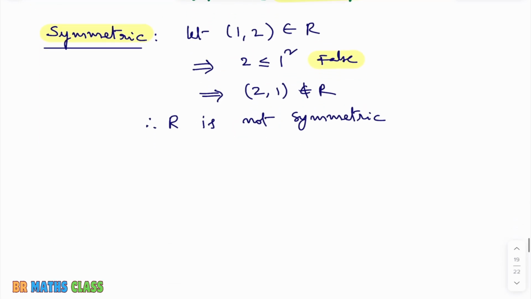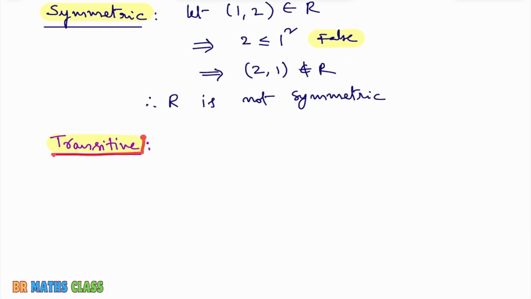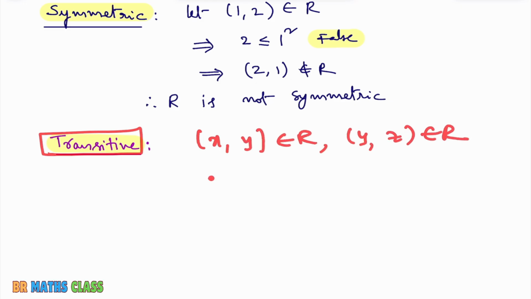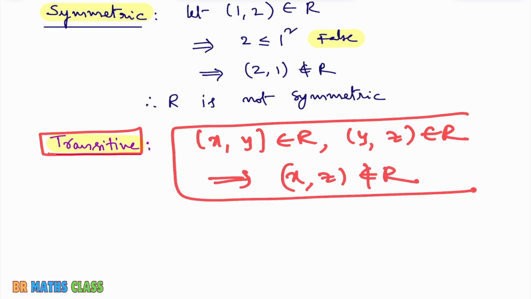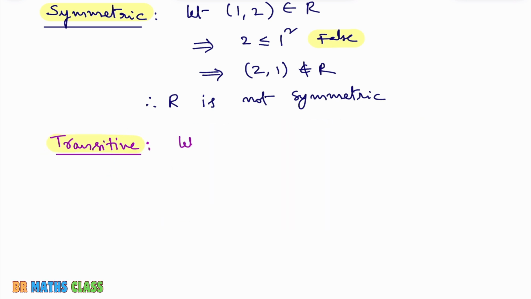Okay. Now transitive. In this we need to show that this relation is not transitive. So as this relation is not transitive, I need to find a pair of ordered pairs x comma y belongs to R and y comma z belongs to R, and I need to prove that x comma z does not belong to the relation. If I can find an example satisfying this condition, then I can easily say that this relation is not transitive. Okay, I'll take one example like this.